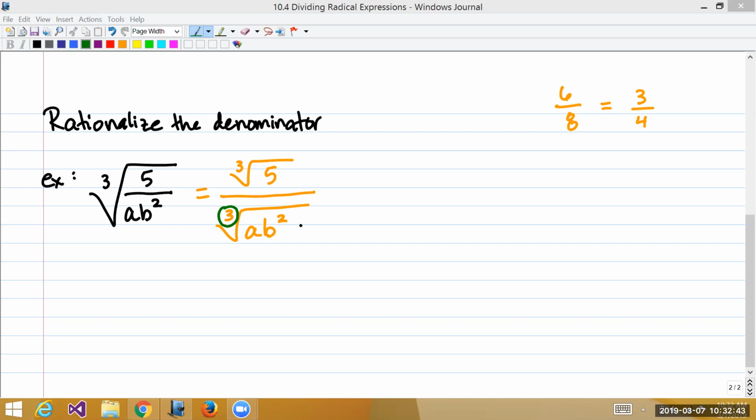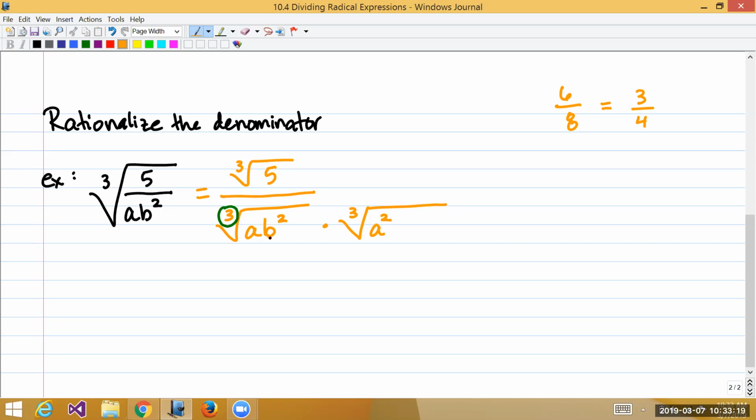But how do I multiply inside a radical? Well, from section 10.3, we learned the only way two radical expressions can be multiplied together is if the indices are the same. So the only way that I can multiply in here is if I multiply by a cube root. So I'm going to multiply by the cube root of, so this cube root allows us to multiply with this one. I had one a, I need two more, so I will multiply by a squared.